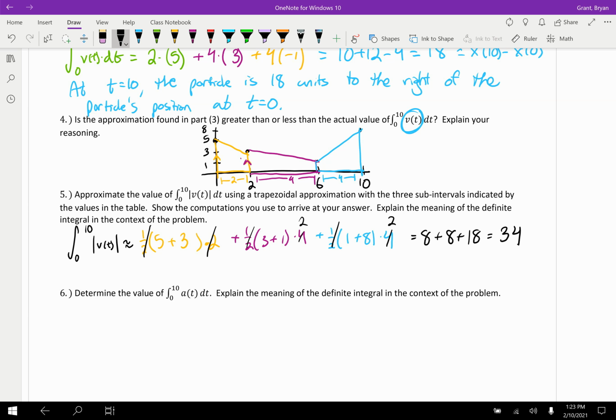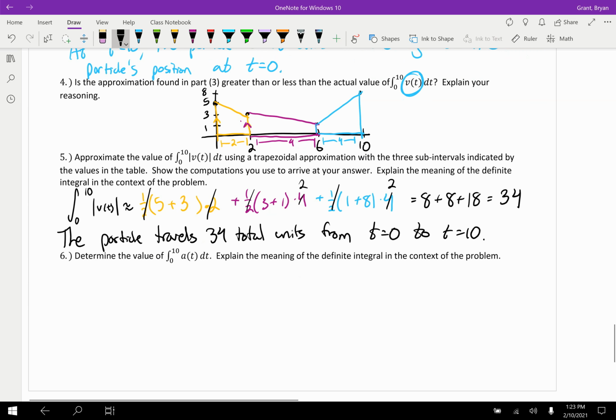Explain the meaning of our definite integral. Well, at this point, hopefully we remember that by finding the absolute value of velocity and then integrating, we are finding the total distance traveled. So the particle travels 34 total units from t equals 0 to t equals 10.